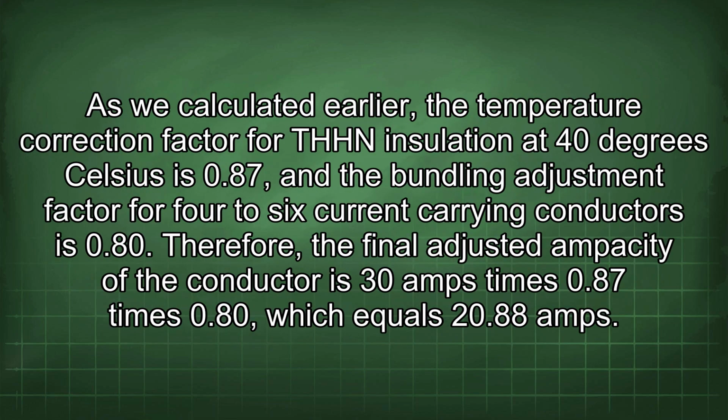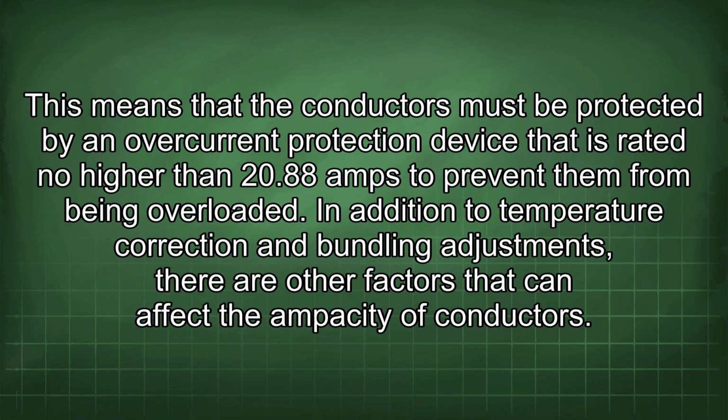As we calculated earlier, the temperature correction factor for THHN insulation at 40 degrees Celsius is 0.87, and the bundling adjustment factor for 4 to 6 current-carrying conductors is 0.80. Therefore, the final adjusted ampacity of the conductor is 30 amps times 0.87 times 0.80, which equals 20.88 amps. This means that the conductors must be protected by an overcurrent protection device that is rated no higher than 20.88 amps to prevent them from being overloaded.